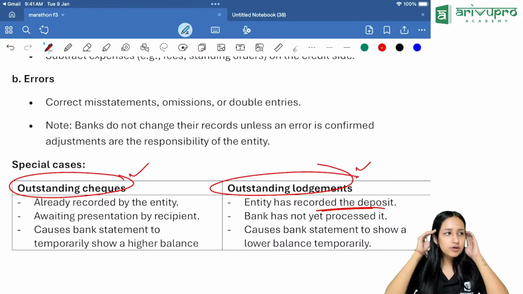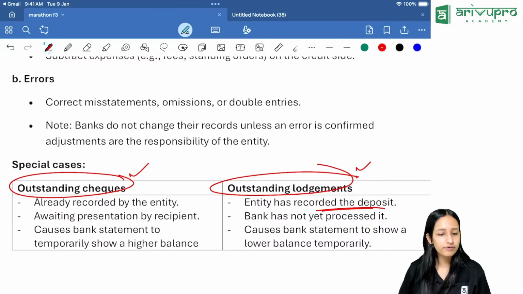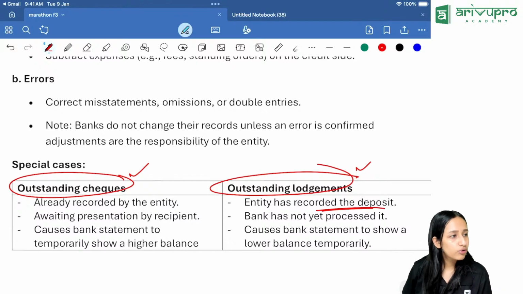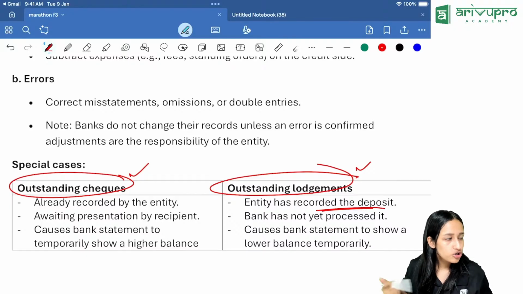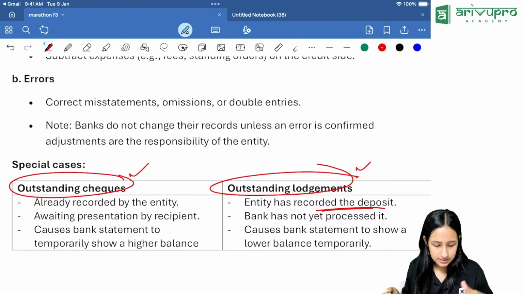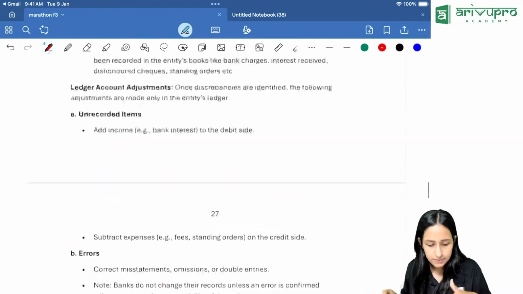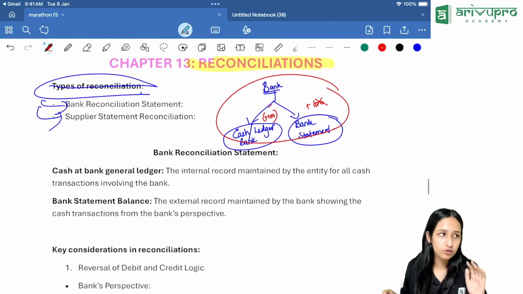Okay, so the customer told us we have already paid you. Now we also, without even checking it, are like okay, fine, you have paid it. So that is an outstanding lodgement. The bank has not processed it yet. Because of the timing difference, it will take some time for the bank to clear the check and look at the lodgements. So that's why the timing differences come. Okay, so that is bank statement reconciliation. You will have to do sums based on it.